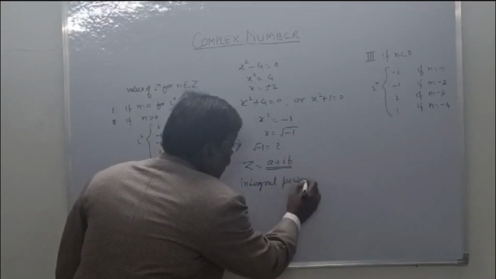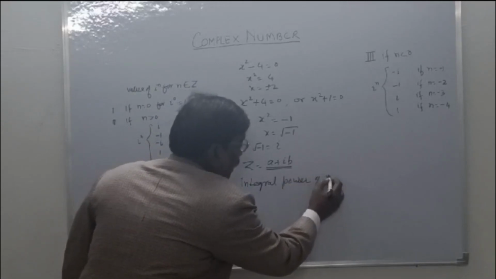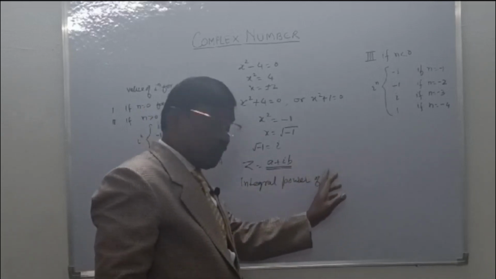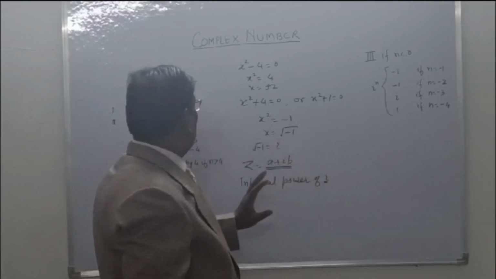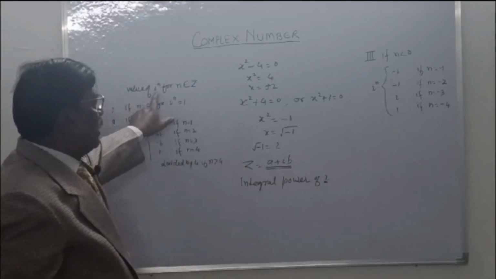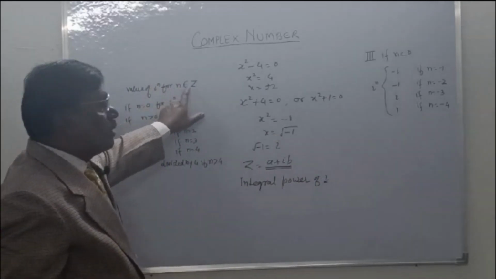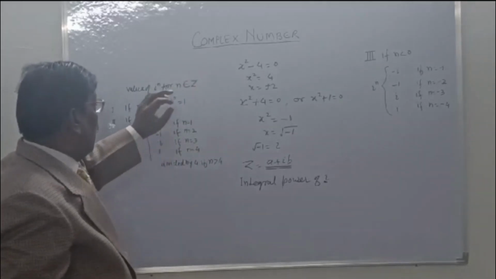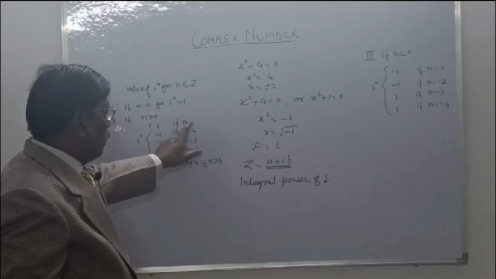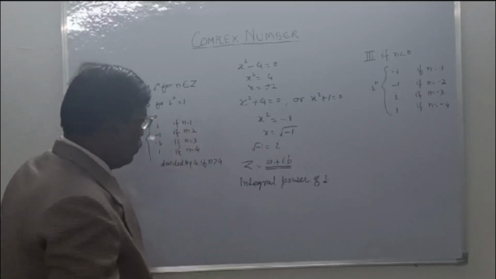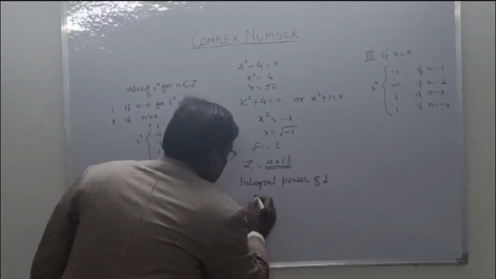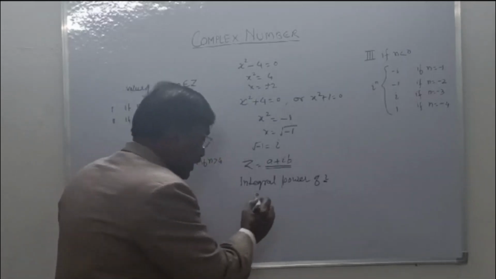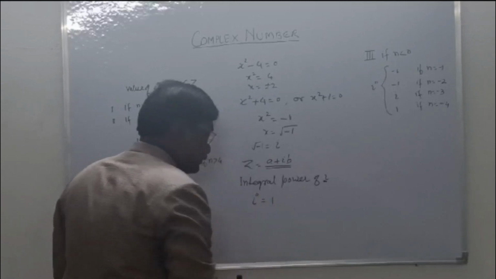So write down integral power of i. In this case, power of i is 1. So we can write the value of i to the n, for n belongs to Z. But the value of n, if n equal to 1, n equal to 2. So integral power of i, this is i raised to power 0. So value of i is 1.